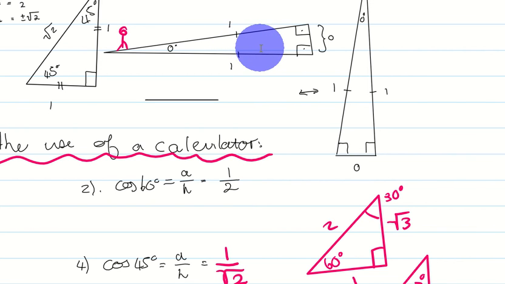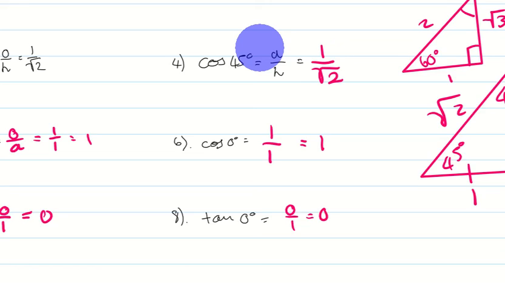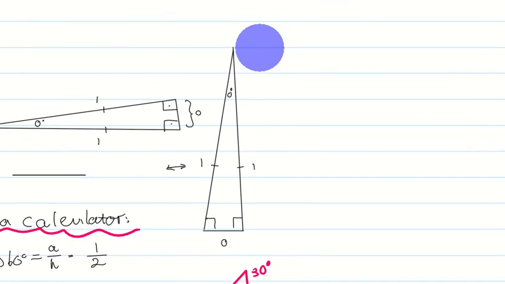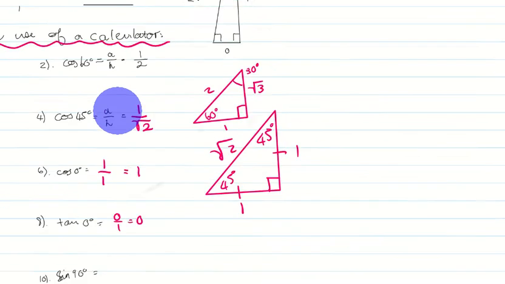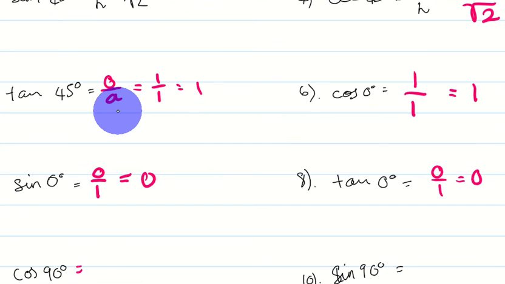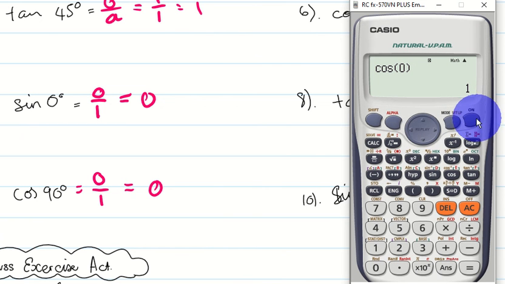Hypotenuse, adjacent over hypotenuse. Let's just check that. Cos of 90 is going to be 0, so it should be 0. The adjacent side is this side that I'm looking at. So it's 0 over hypotenuse, which is 1. 0 over 1 equals 0. Did you check the answer in the calculator? So cos of 90 is equal to 0.